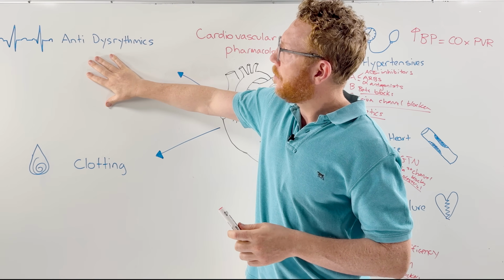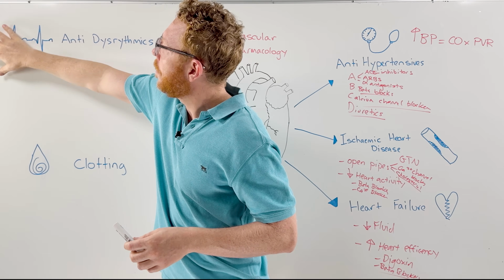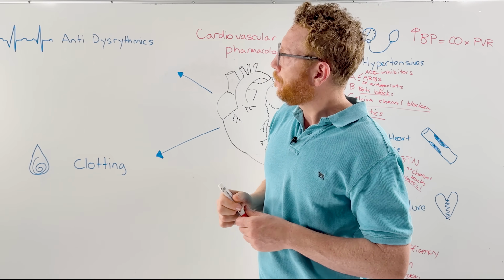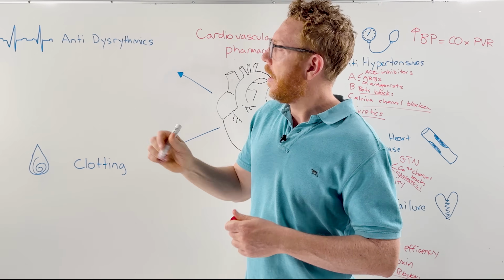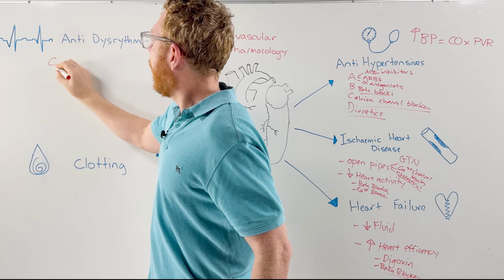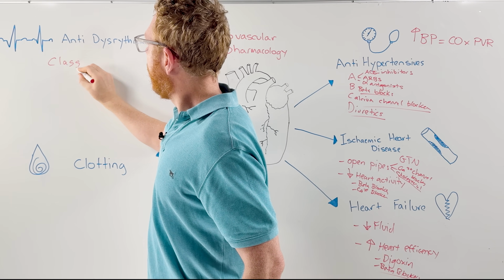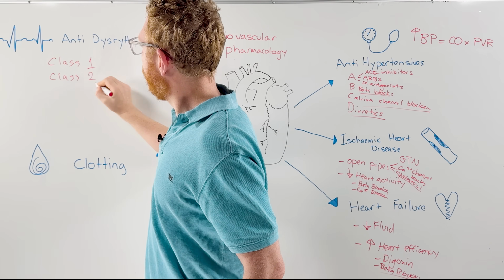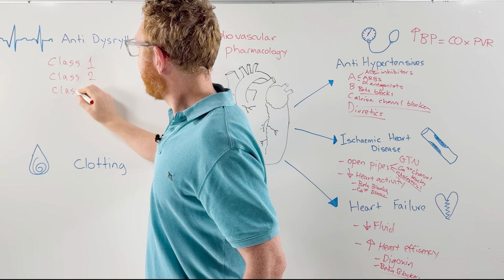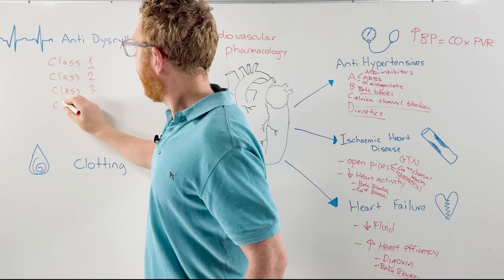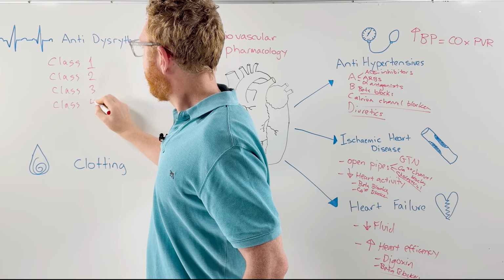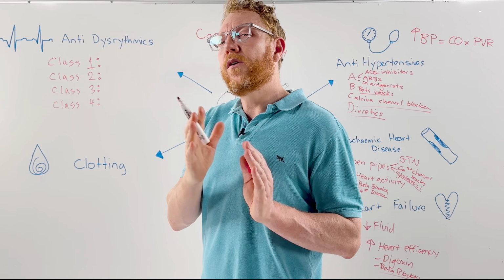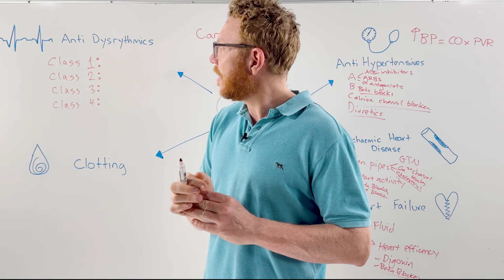So this class of medications is also all around the electrical activity of the heart. The way that these can be broken down is in their classes. So we have class 1, class 2, class 3, and class 4. These work at all the different points along the cardiac cycle.